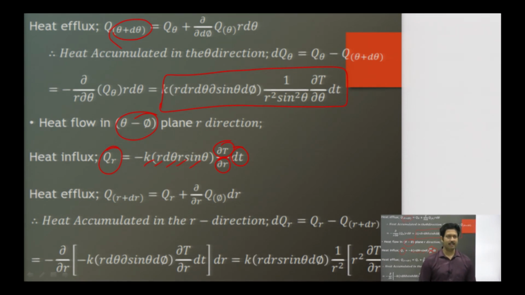Then heat accumulated in the r direction, we all know, will be qr minus qr plus dr, as we have already done here, see q theta, and we have been doing it for all the previous derivations, right? So it is q theta minus q theta plus d theta, it is qr minus qr plus dr. And then the thing that comes up is this.